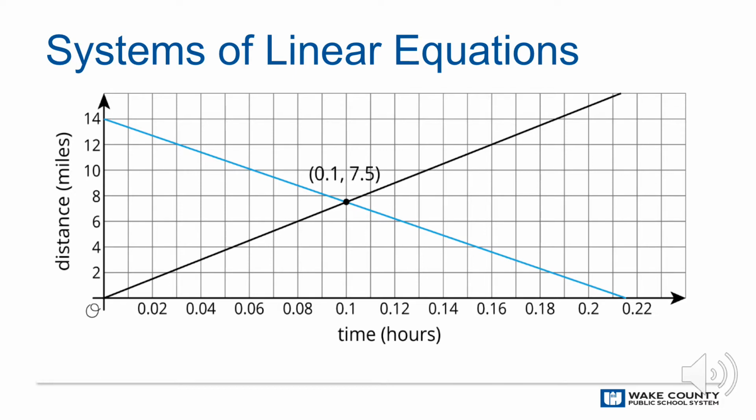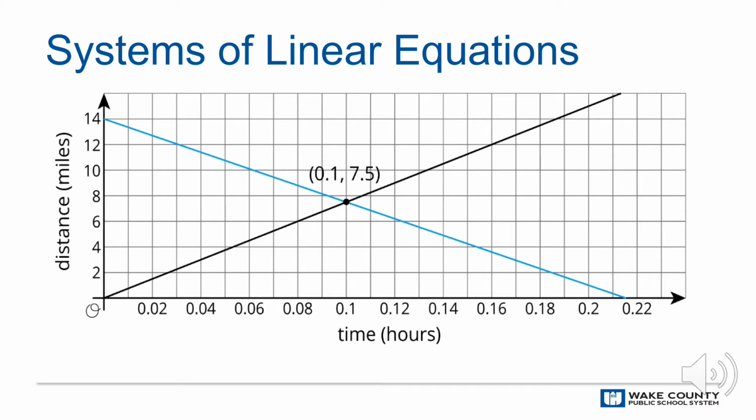We can ask if there is ever a time when the distance of car A from the rest area is the same as the distance of car B from the rest area. If the answer is yes, then the solution will correspond to one point that is on both lines, such as point (0.1, 7.5), shown here. 0.1 hours after car A passes the rest area, both cars will be 7.5 miles from the rest area.